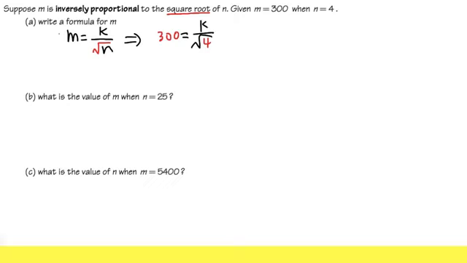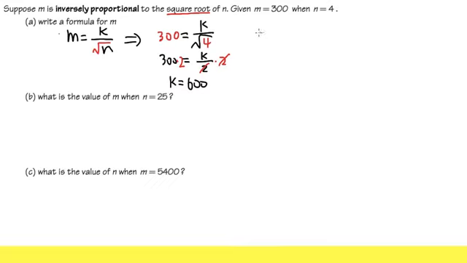Alright, and then just continue. So now let's work this out. This is 300 equals k over square root of 4, which is just 2, and then we can multiply both sides by 2, so we can cancel out this denominator, and do the same on the other side. As we can see, we have 600 because 300 times 2 is 600, so that's equal to k. So k is equal to 600.